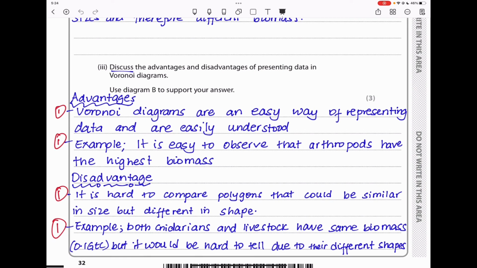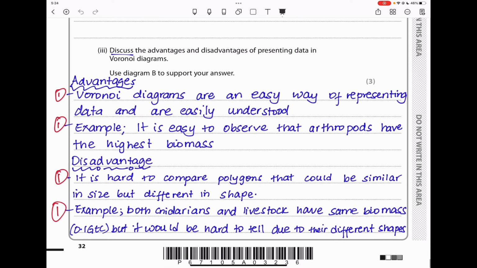and use diagram B to support your answer. The advantages are Voronoi diagrams are easy. They're an easy way of representing data, and they can easily be understood because it's easy to see the area, and you can know one area is bigger while the other is smaller. The example is, it is easier to observe that arthropods have the greatest biomass.